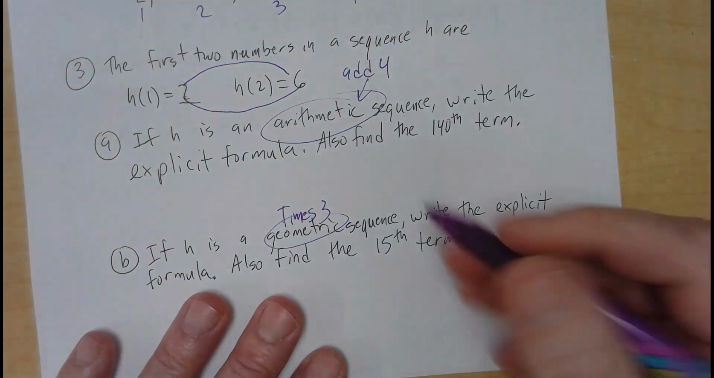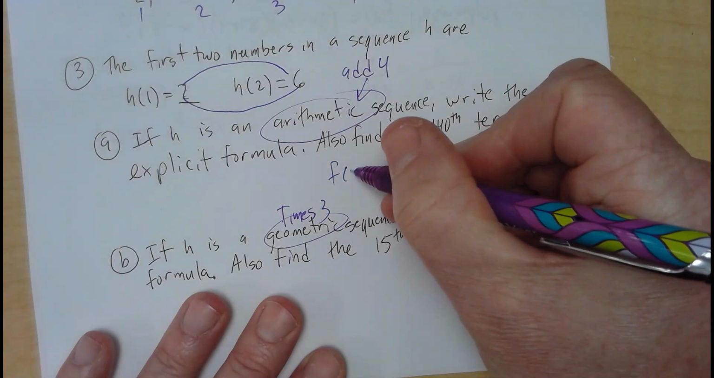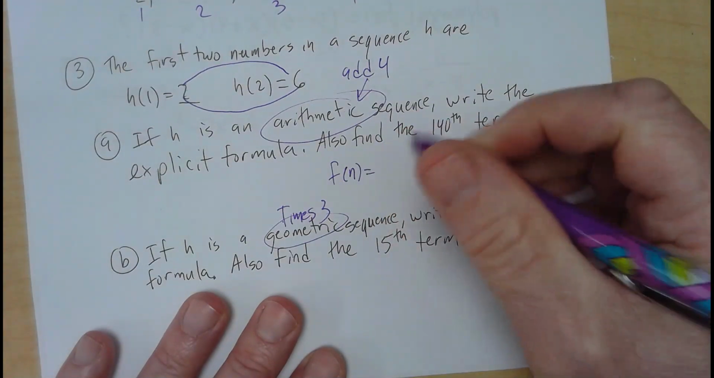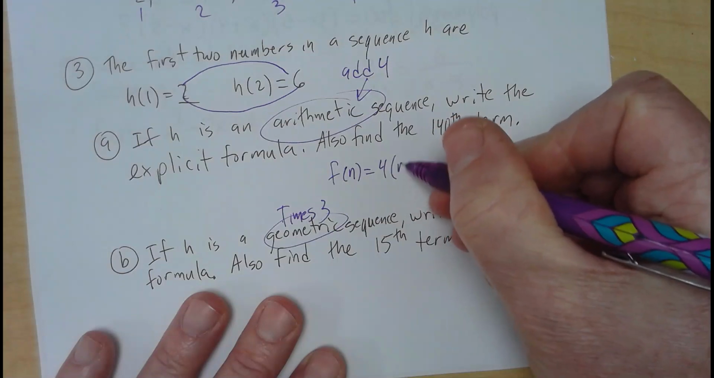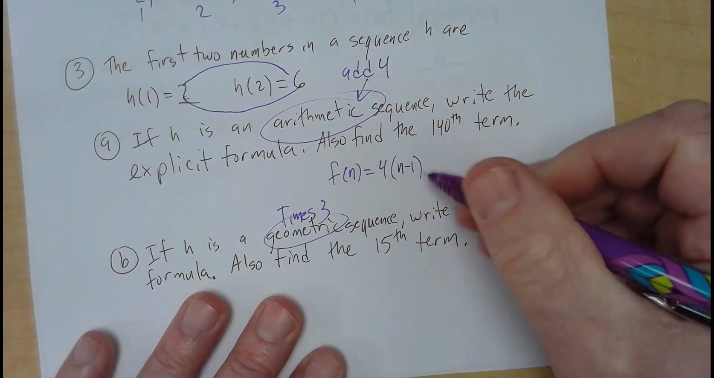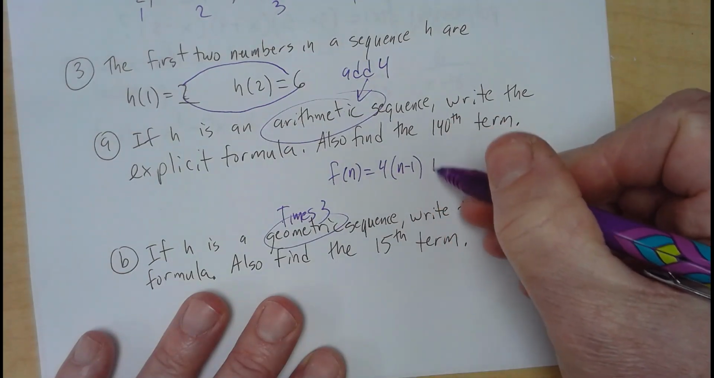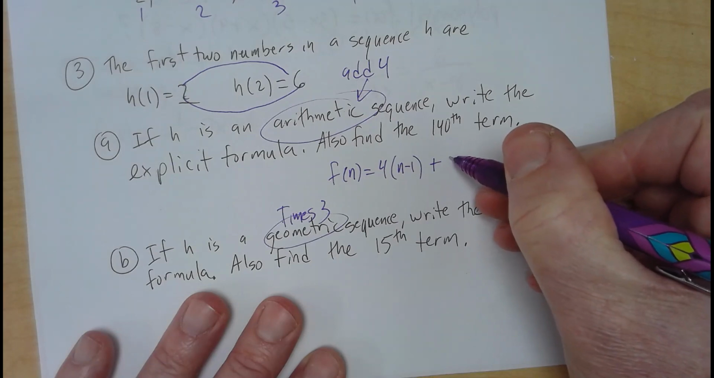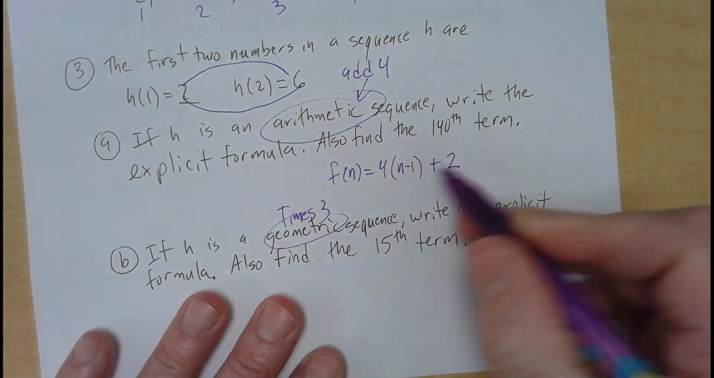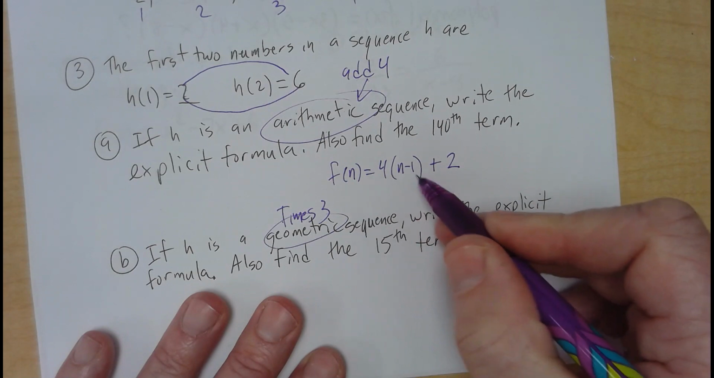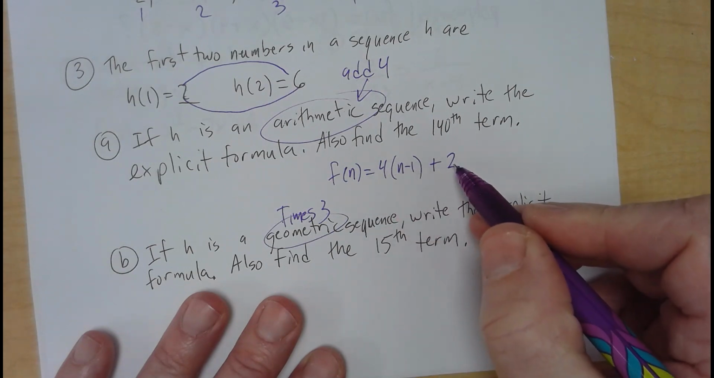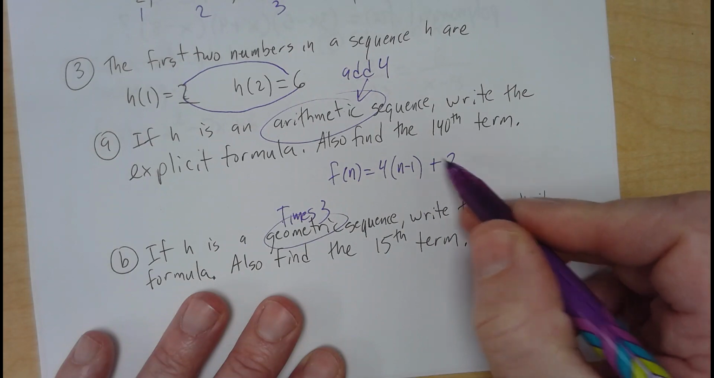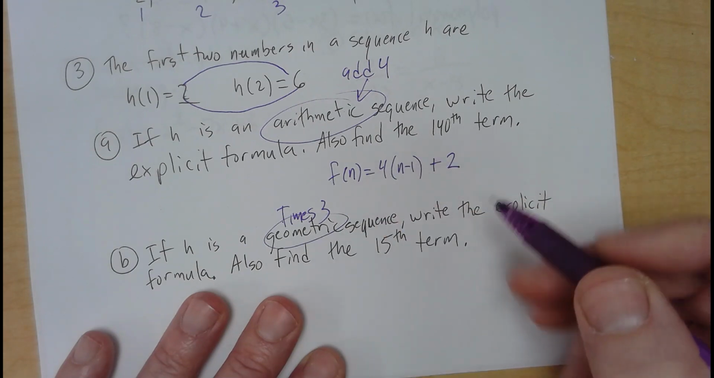You want the explicit formula. So f of n is equal to, we're adding 4 a whole bunch of times. We're not adding 4 in the beginning, so we do n minus 1. And we're adding 4 to the first original starting point, which is 2. So 2 is your starting point. You're adding 4 a bunch of times. So you do n minus 1 because you're not adding to make the 2, you're adding 4 to make the second term, which is 6.